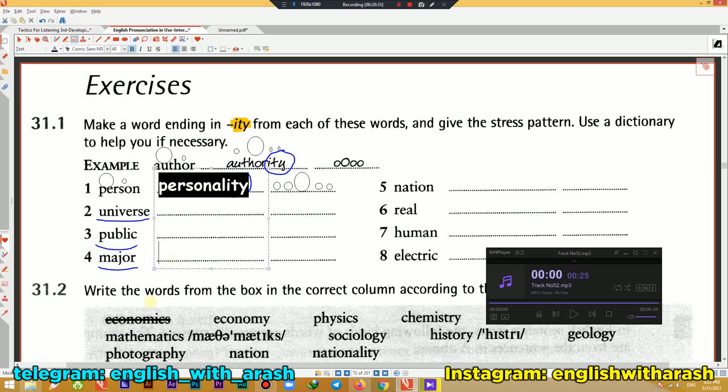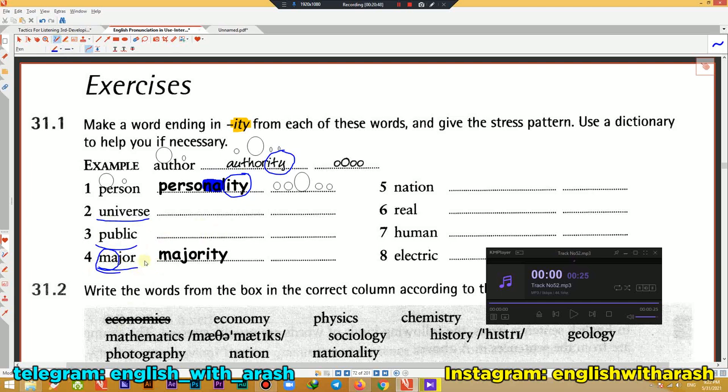Major, majority. So you see stress is changing. Here stress was on the first part, major. Now stress is here, majority. If I wanna write the O's, majority.